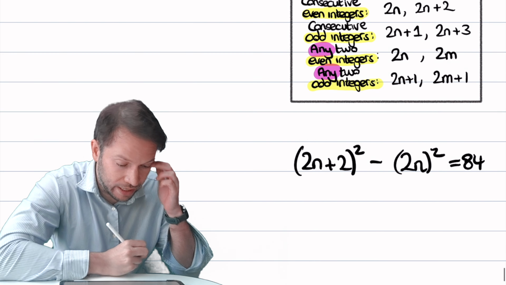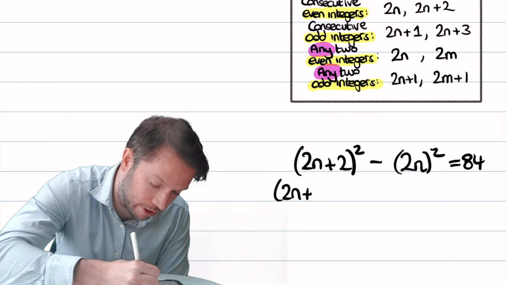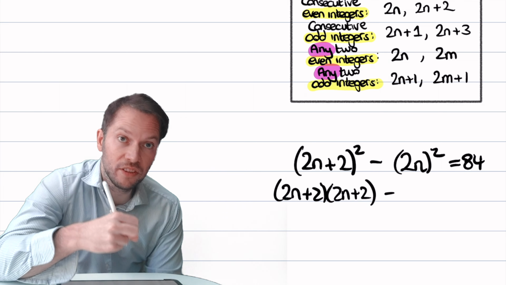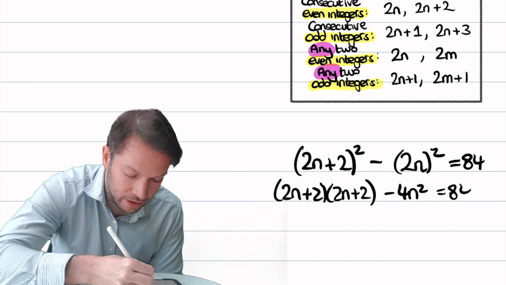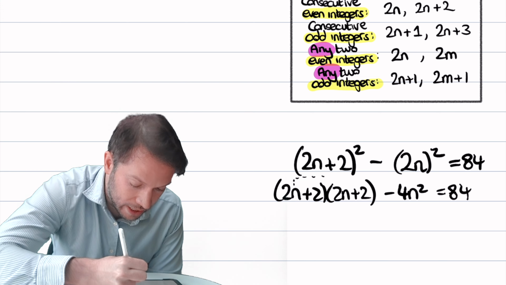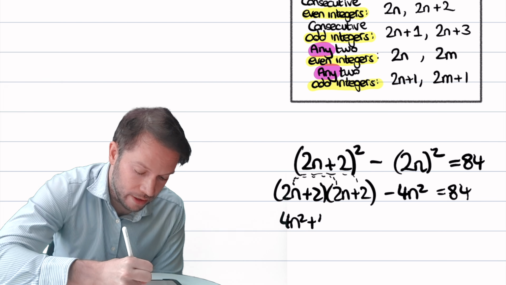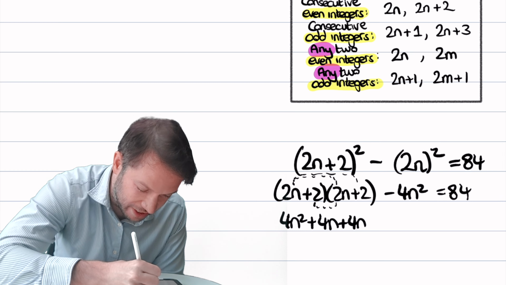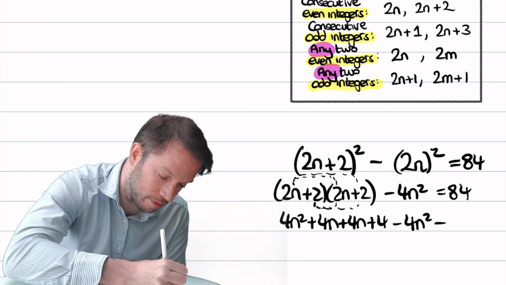So let's expand these brackets first. If we just write out these brackets twice to square it. But you can use the quick way of squaring the bracket. Now 2n times 2n is 4n squared. And now expand out these first brackets. We do each thing in the first bracket times each in the second. We do 2n times 2n, which is 4n squared. 2n times 2, which is 4n. 2 times 2n, which is 4n. And finally, 2 times 2, which is 4. And we've got that minus 4n squared equals 84.